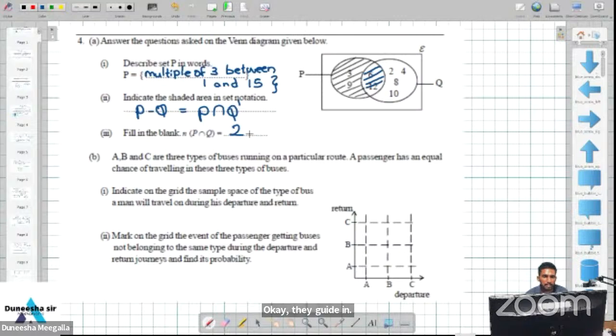Okay, find out the answer for question B, part B.